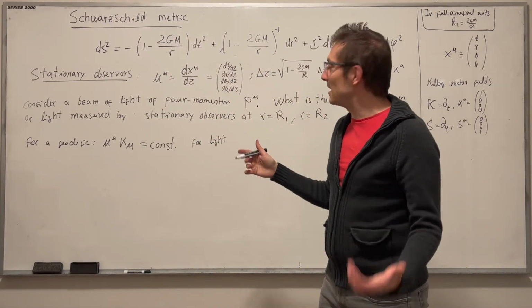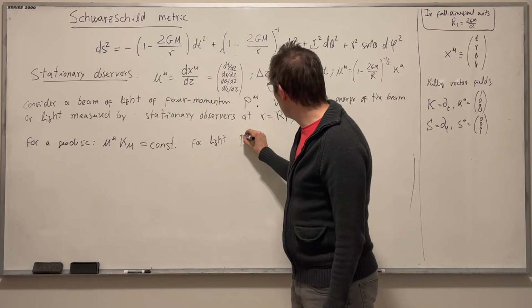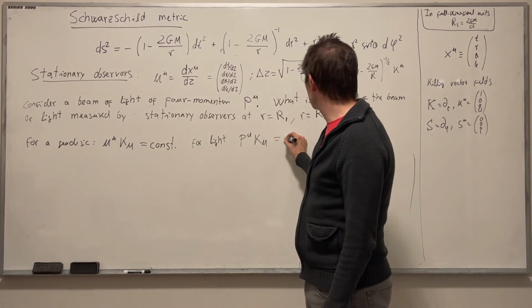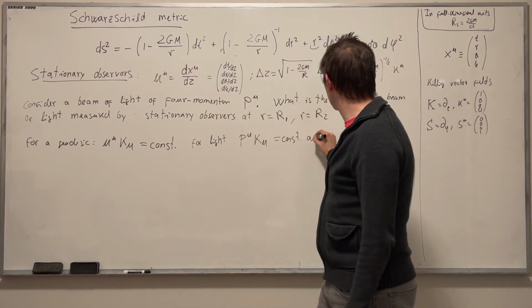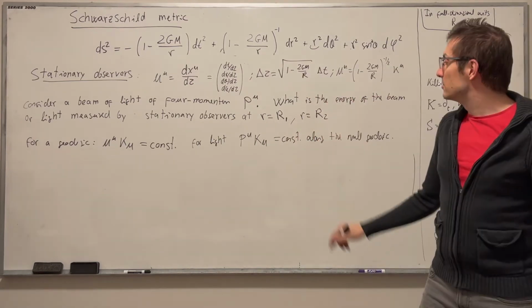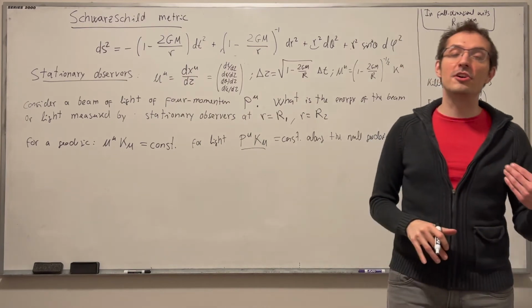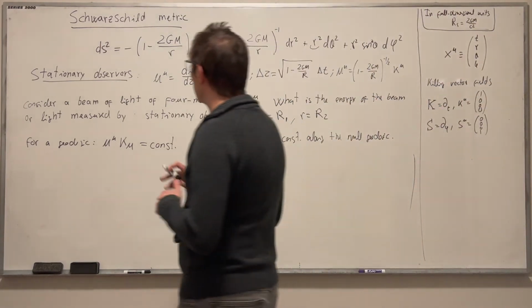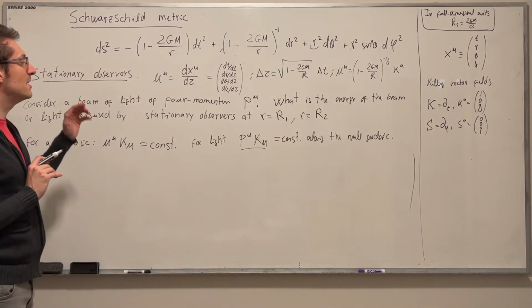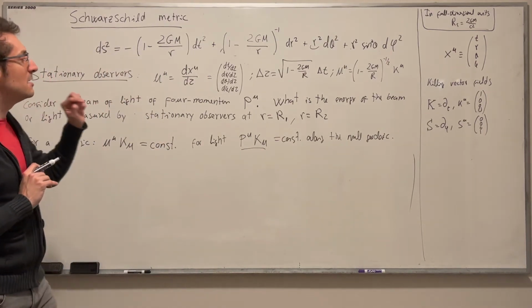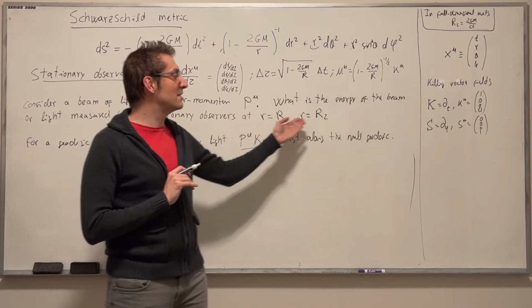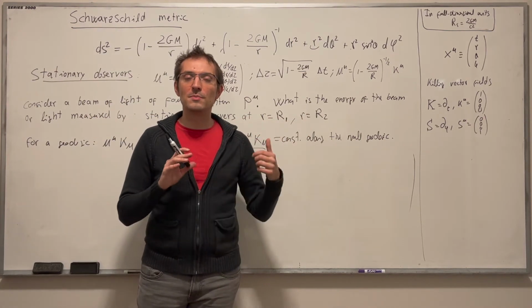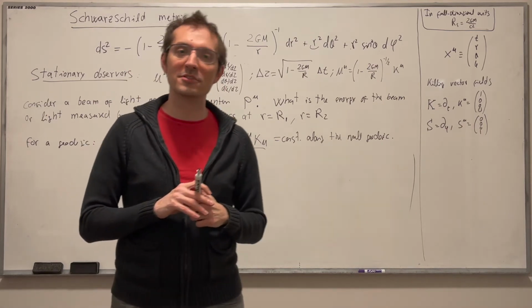following geodesics, we get that p mu, the four-momentum of light, contracted with the Killing vector field, is constant along the geodesic. So this quantity will be conserved along the geodesic. Okay, wonderful. So knowing this, we can easily compute the energy of the beam, or at least the difference in the energy of the beam, as measured at R1 and R2 by two observers stationary at different positions.